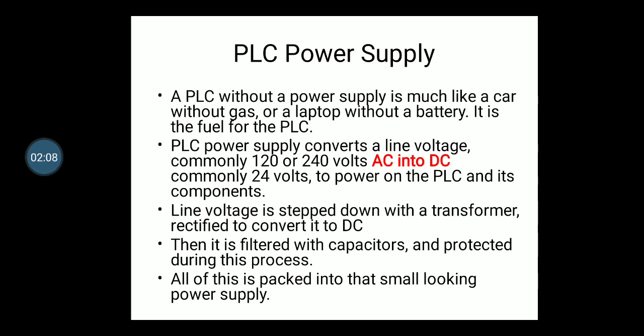Line voltage is stepped down with a transformer and rectified to convert it to DC. So we use a step down transformer, which steps down the voltage from 240 to 24, and then we use a rectifier to convert it to DC, right? And then we need a filter with a capacitor. Why do we need a filter? To convert the pulsating DC into pure DC, right? All of this is packed into a small looking power supply, a very small component in which all these things are packed, and it converts the 240 volt AC supply into 24 volt DC, so that all the components of PLC can function, right?